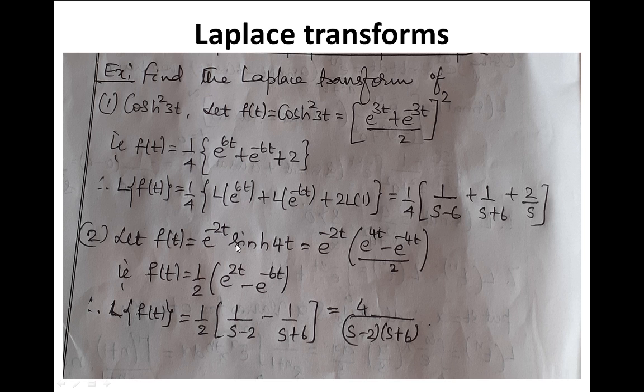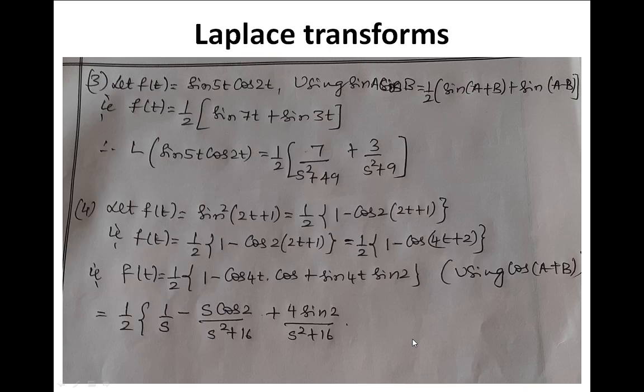Based on the same fact, just observe e to the power minus 2t into sine hyperbolic 4t. Here there is no such difference between e to the power minus 2t and sine hyperbolic 4t. Why? Because we need to consider sine hyperbolic in terms of exponential. Therefore, e to the power minus 2t into (e to the power 4t minus e to the power minus 4t) divided by 2. This is the definition of sine hyperbolic 4t. Keeping it in brackets, go for the simplification, keeping 1 by 2 outside. e to the power minus 2t times e to the power 4t will be e to the power 2t, minus e to the power minus 2t times e to the power minus 4t, which will be e to the power minus 6t. Applying the Laplace on each term, this will be 4 upon (s minus 2) into (s plus 6).